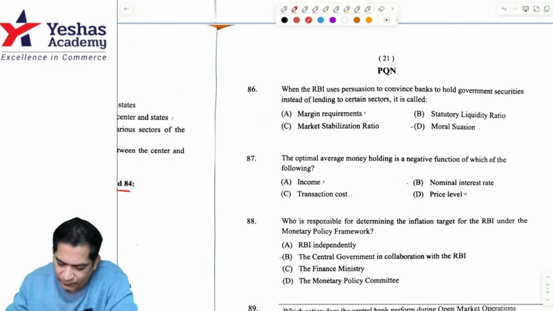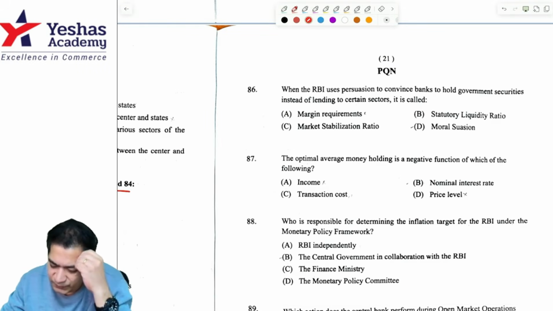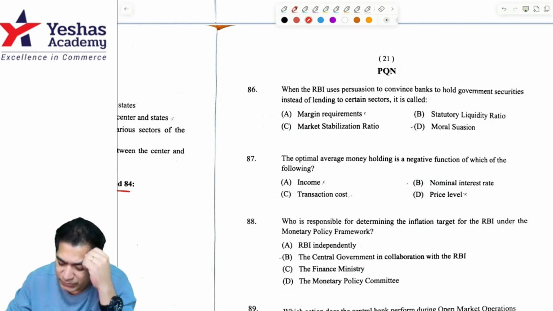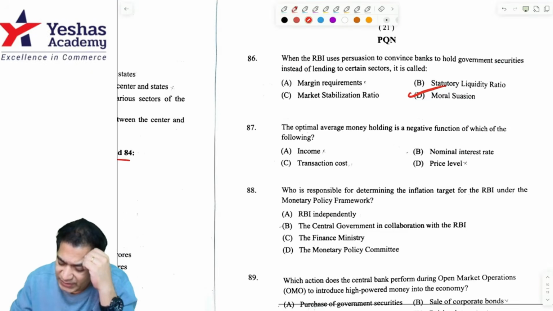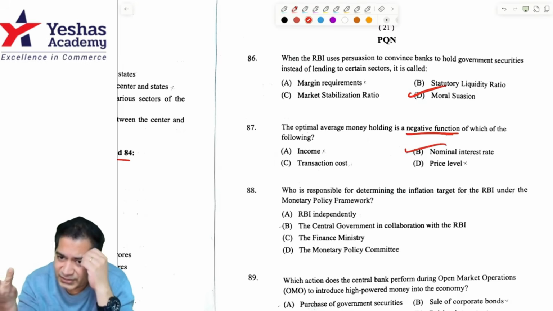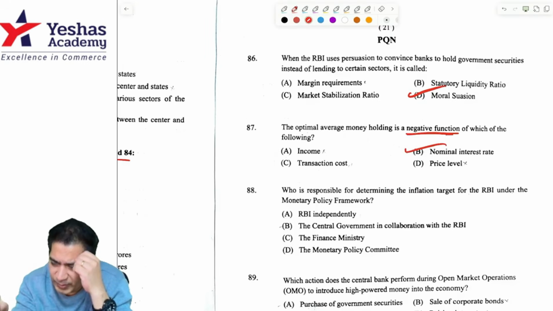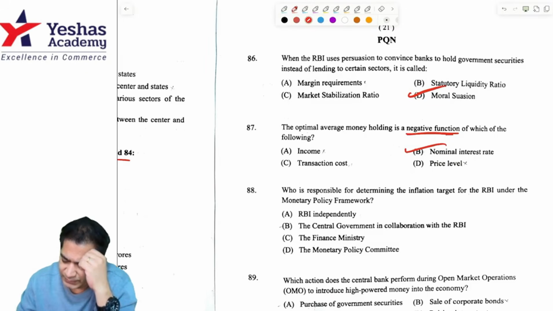Next. When RBI uses persuasion to convince banks to hold government securities instead of lending to certain sectors, it is known as moral suasion. The optimal average money holding is a negative function of which? Nominal interest rate. Higher the interest rate, lower will be the bond prices. People will use all of their money to buy bonds. So higher interest rate will lead to higher opportunity cost of holding money. So you'll hold less money in hand.